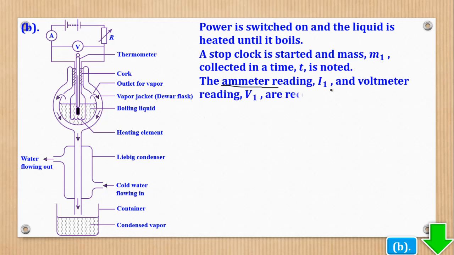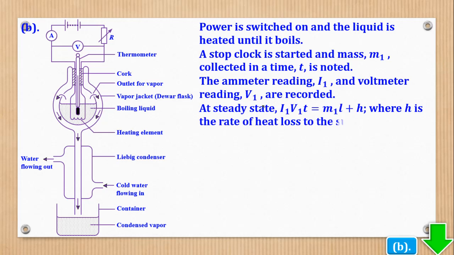The ammeter reading I1 and voltmeter reading V1 are recorded. So at steady state, I1 V1 t is equal to M1 L plus H, where H is the rate of heat loss to the surrounding.